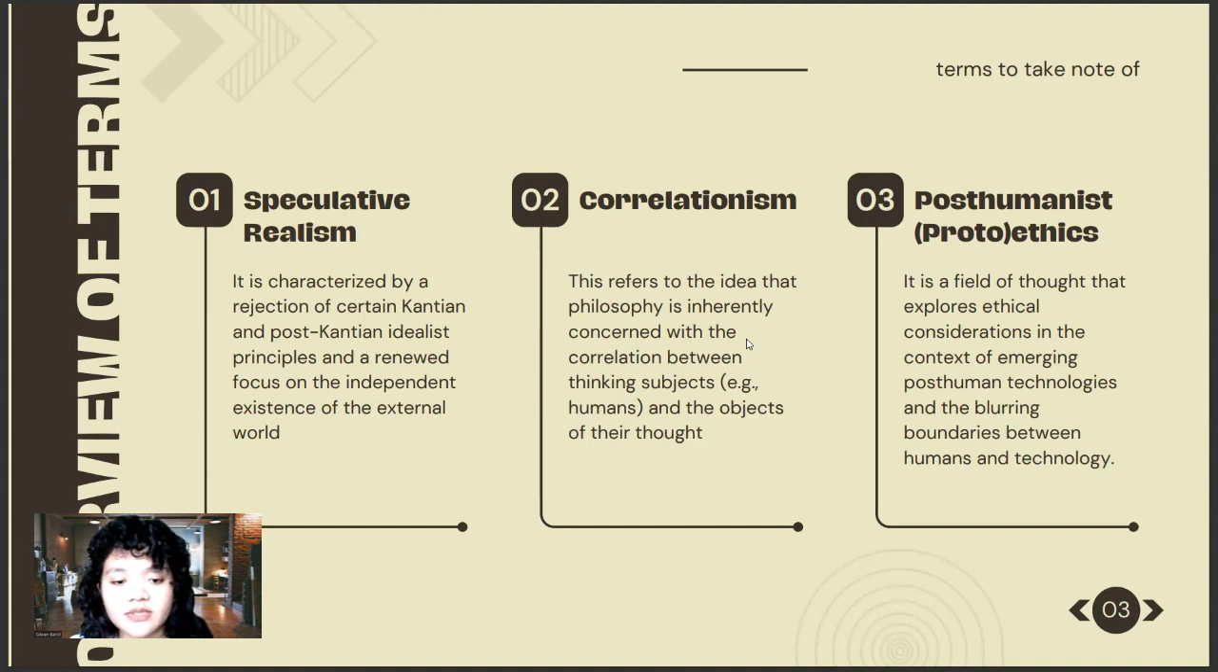Next is correlationism. This refers to the idea that philosophy is inherently concerned with the correlation between thinking subjects, for example humans, and the objects of their thought. In other words, it suggests that we can only understand or access reality through the lens of human perception, language, or consciousness.